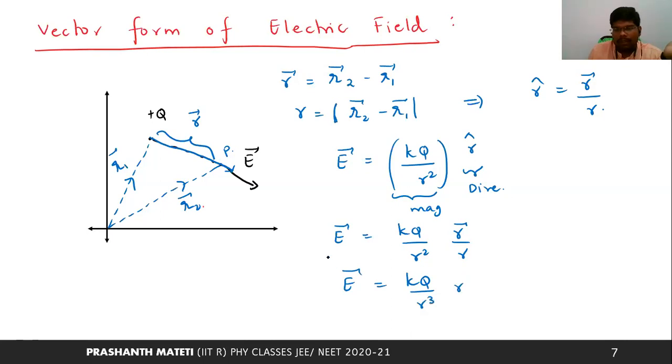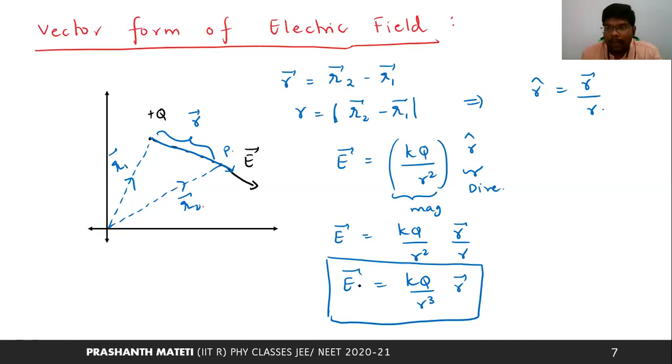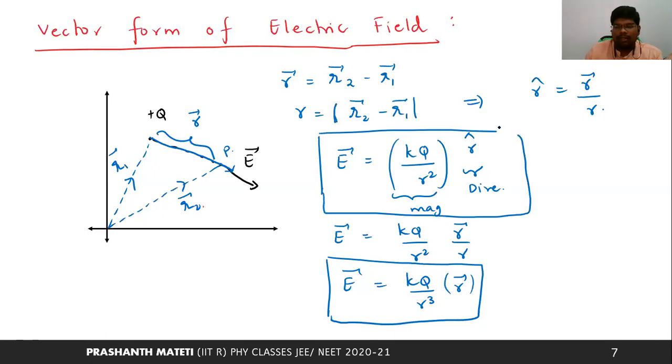So you can find in this manner. Generally E is inversely proportional to r square, but in vector format you'll be getting r cube in the denominator because you have written the r vector here. So either this one you can use to write the vector notation, and this is what will be coming out.